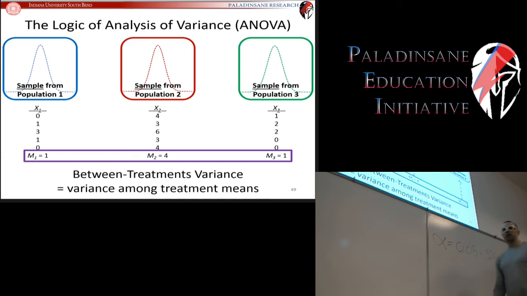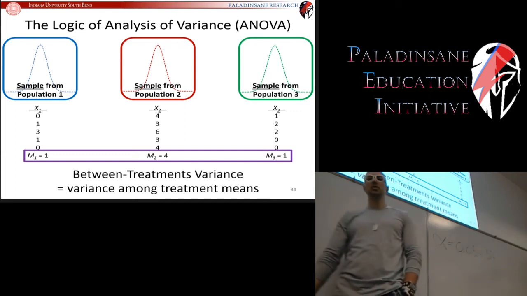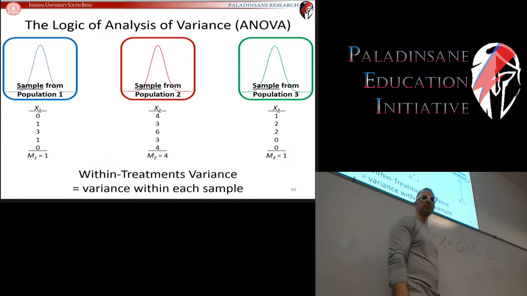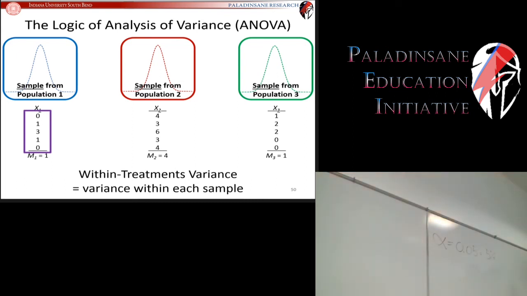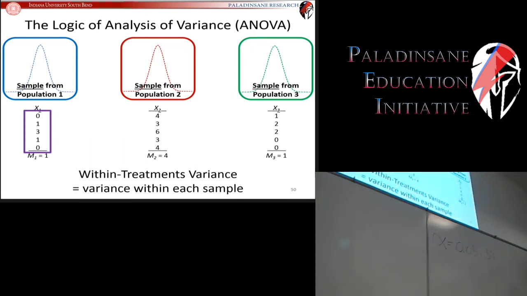And then the last part is called within treatments variance. Within treatments variance is the variance within each sample. So in sample number 1, you'll notice that even though they've all been treated the same, they all came from the same experimental condition, their numbers are different, their scores are different. There's variability there. That is within treatments variance. How much variance is there in that sample right there?